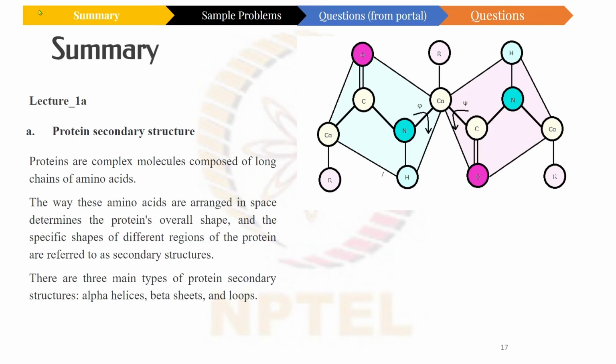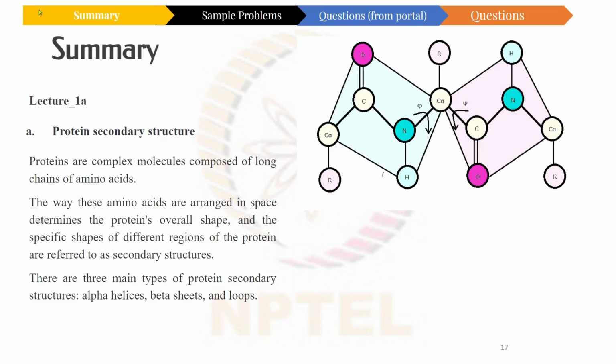So alpha helices are tightly coiled structures that resemble a spring. They are formed by a single polypeptide chain that coils around itself, forming a helix kind of structure. Whereas beta sheets are flat and sheet-like structures composed of multiple strands of polypeptide chains that are arranged side by side. These strands are held together by hydrogen bonds between the backbone atoms of the adjacent strands. So this is a pleated ribbon-like structure. Then we have loops, which are also termed turns or coils.